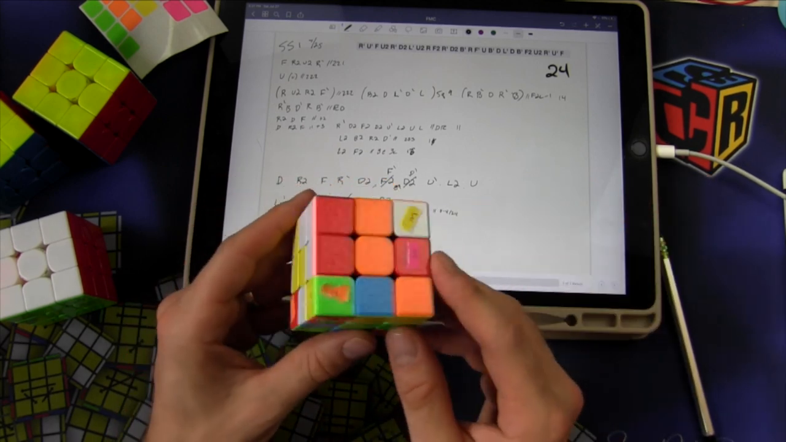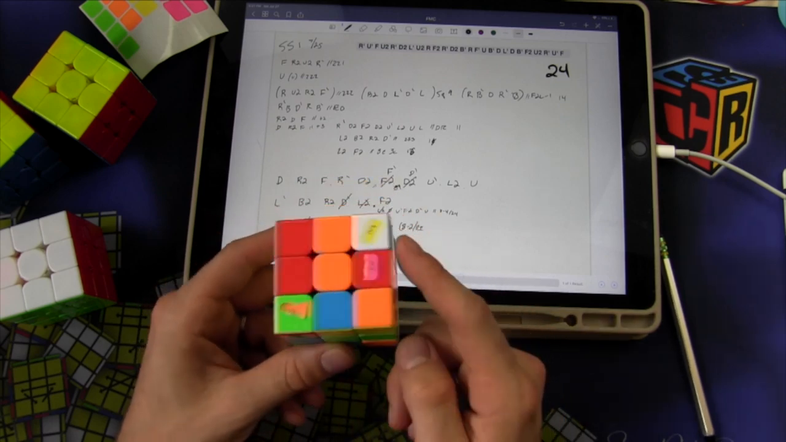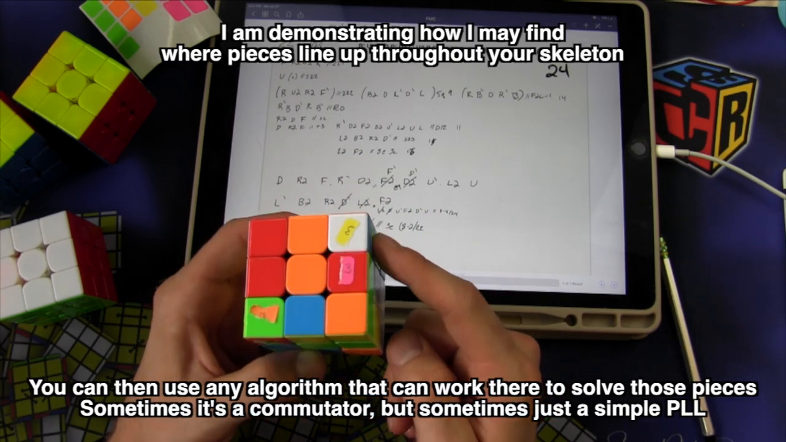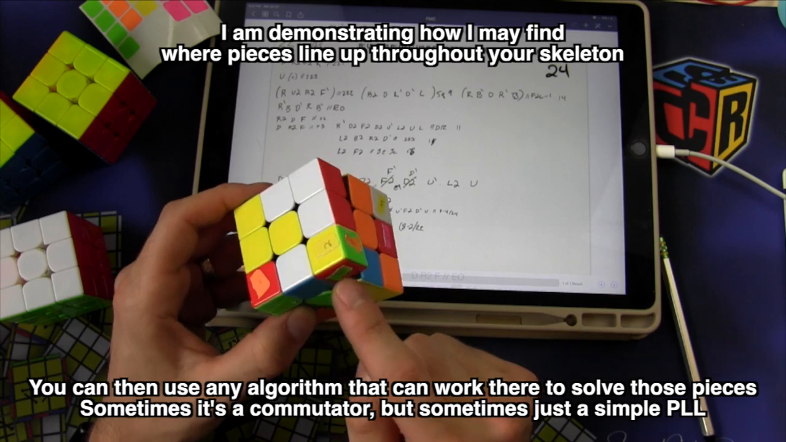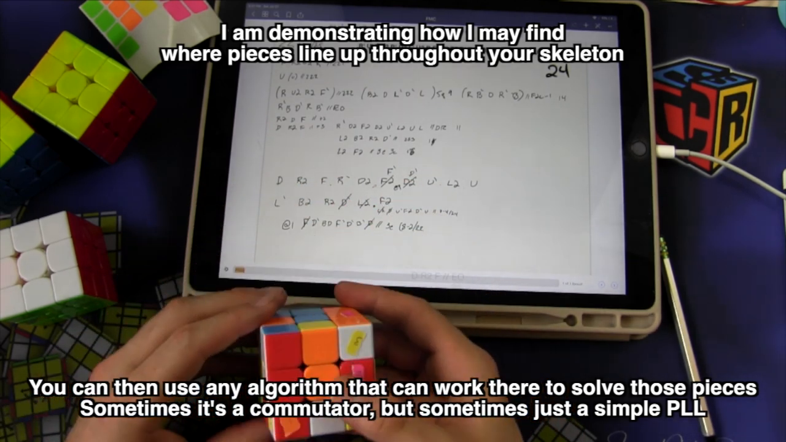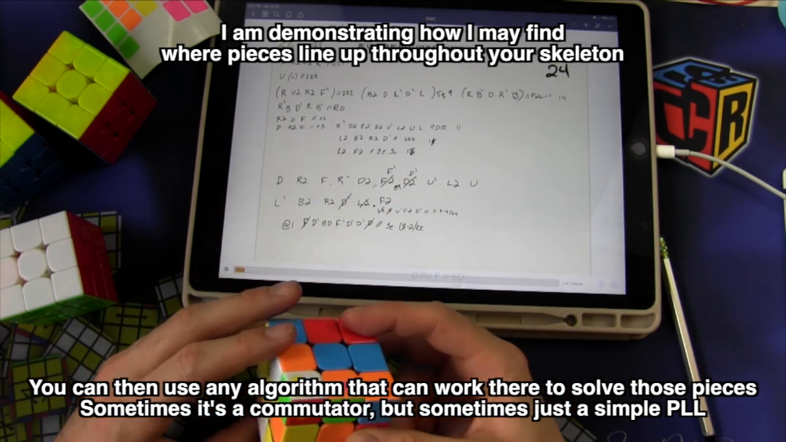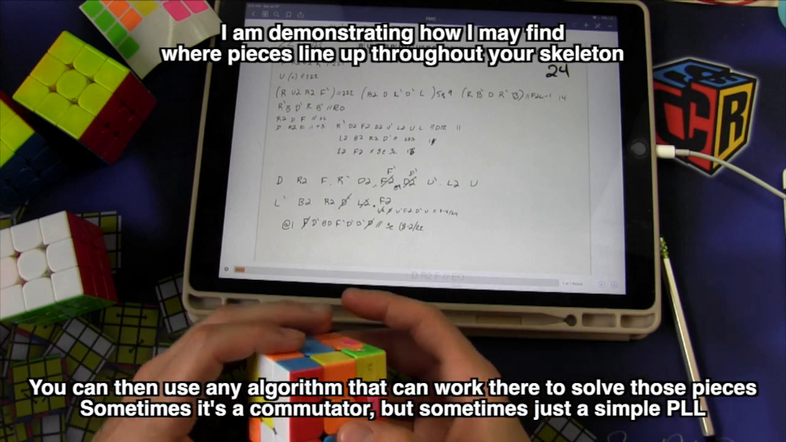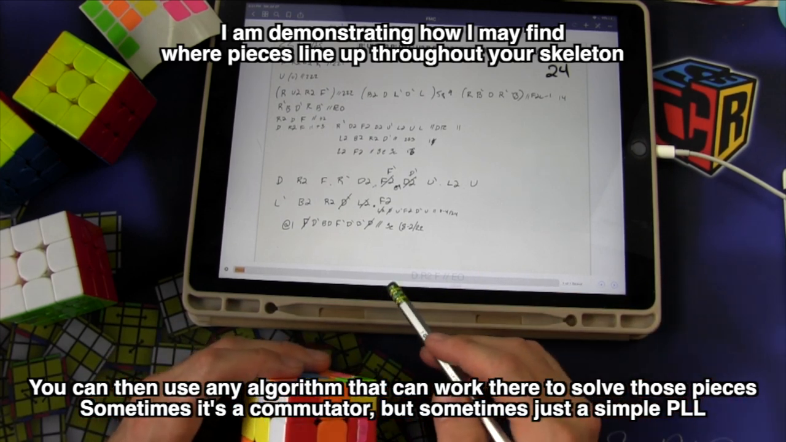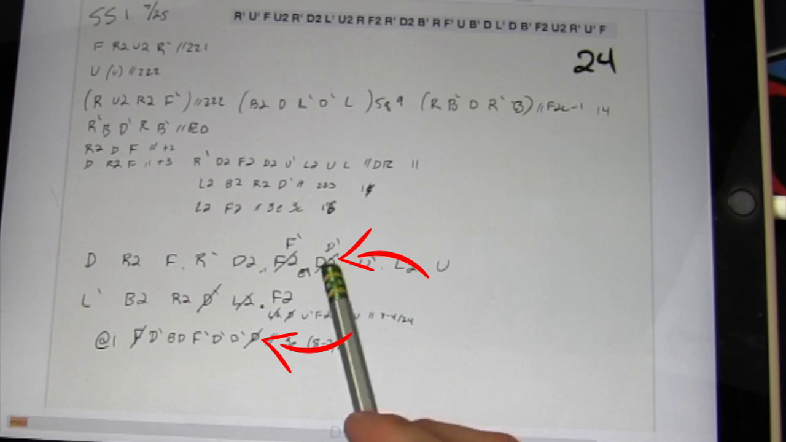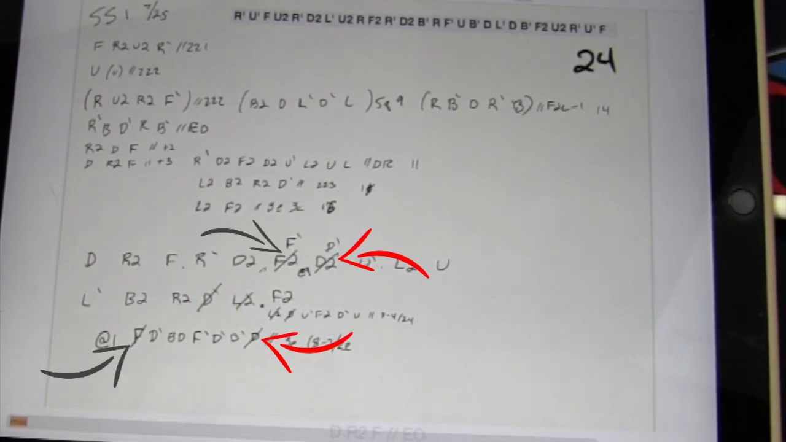I'll go over how to find insertions in just a second, but I see that I can solve these three pieces. So three goes to here, and that to there. So I'll do F, D prime, B, D, F prime, D prime, B prime, D. That also cancels two moves, because D and D2 turn into a D prime, and F2 turn into an F prime.